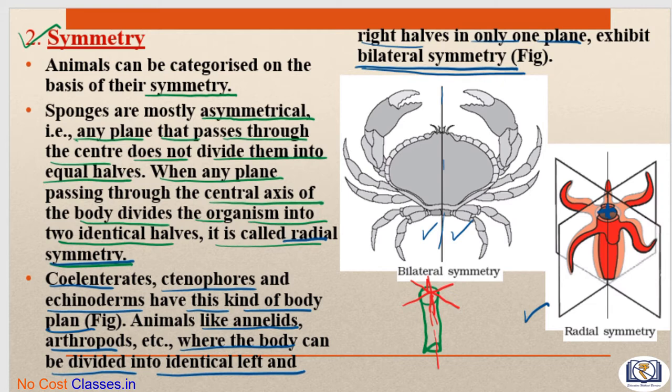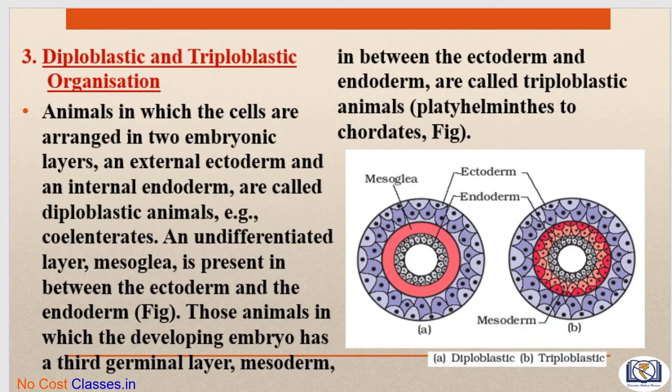Okay, so now level of organization, after symmetry, we have diploblastic and triploblastic organization. What do we understand? Have you heard this term earlier? Aapne kabhi suna hai is term ke baare mein? Fine. And maybe you have heard it, I'll explain. You're able to see the diploblastic and the triploblastic. What do we understand by diploblastic?